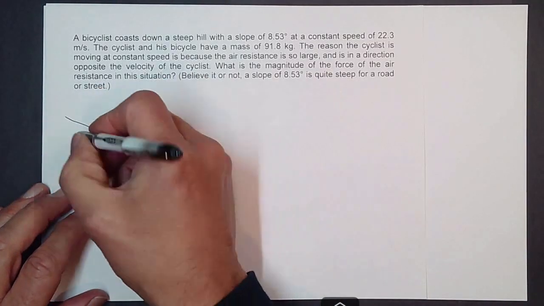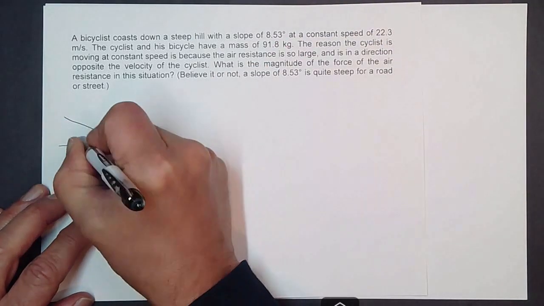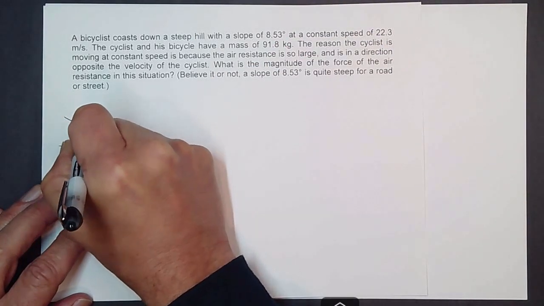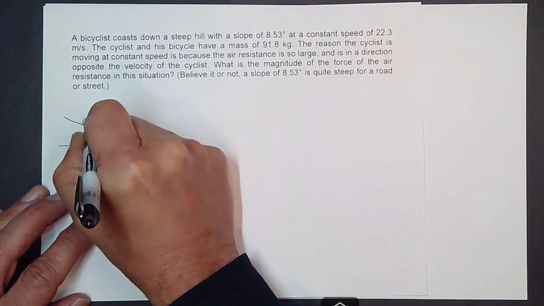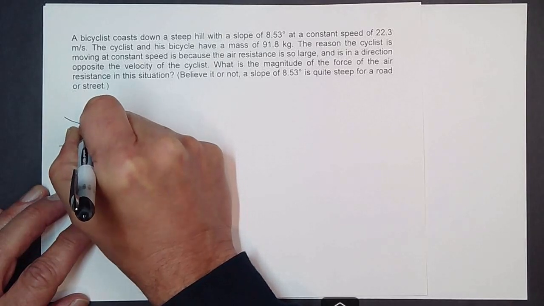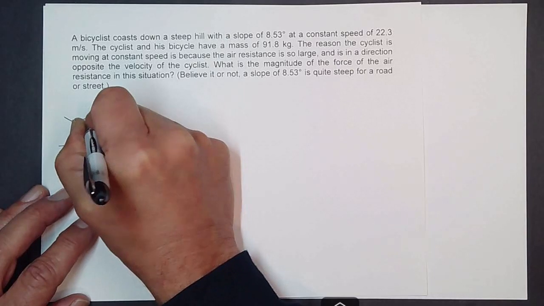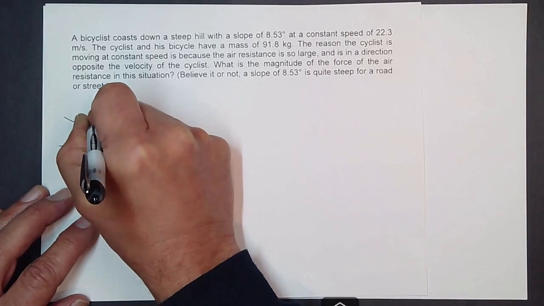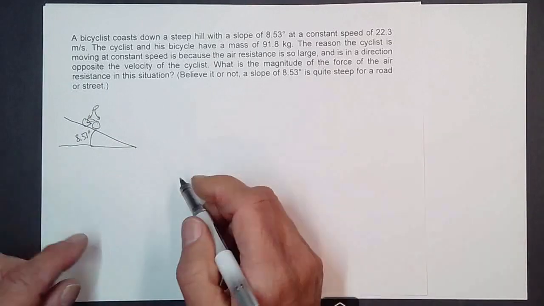I don't know, we've just got this 8.53 degree slope, and a bicycle here. Let's see. Whoops, forgot that's supposed to go down there. Oh well, we got a bicycle, and there's a person sitting on it with their hands on the handlebars. Okay, so there's our sketch.